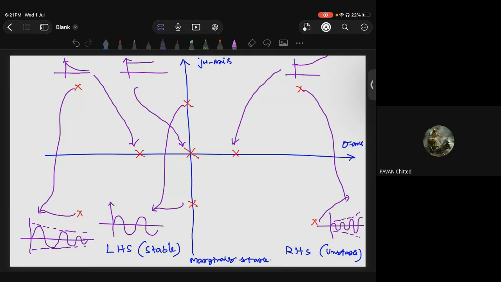So in the responses you can see, this is the major case for stability. Rest all are unstable. This case we call marginally stable. But for poles, when you are given the transfer function, if you have n poles, even if one pole is existing on the right-hand side, the system becomes unstable. Clear? Any queries? No, sir.